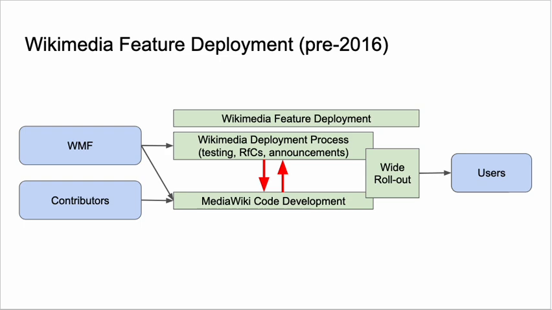There are a lot of populations that are very important to this as well. The Wikimedia Foundation has a lot of input into the Wikimedia deployment processes and a lot of input into MediaWiki code development as well. Users are obviously impacted whenever a new feature is pushed out to them in a wide rollout. And contributors have a lot of say in MediaWiki code development because they contribute a lot of code to the libraries. They have a little bit less say in the deployment processes, though I know that's changed a lot in the last 10 years.